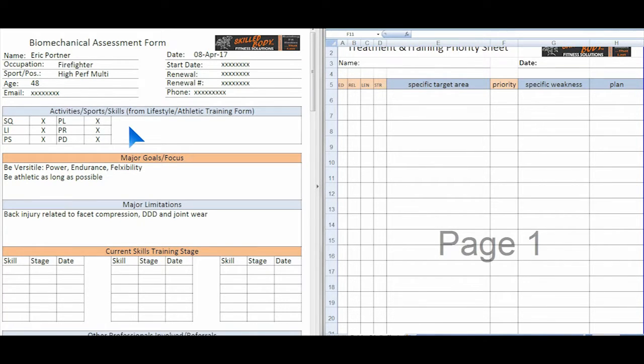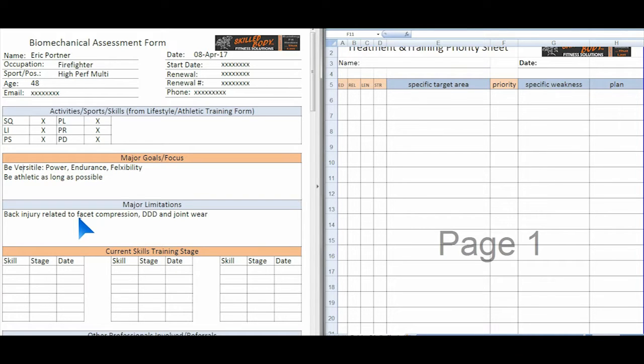So this is Eric's assessment. And we talked at the beginning of the course about how to set up your front page so that you know the things that you're working on and you know what point they're at. So definitely here having their major goals. Eric's being versatile is huge, and being athletic as long as possible, and I think that's ultimately a goal for a lot of people. So definitely have your major goals, major focuses, and your major limitations.